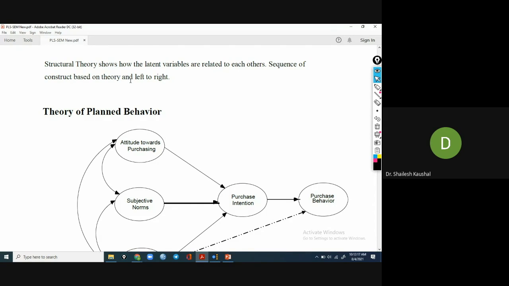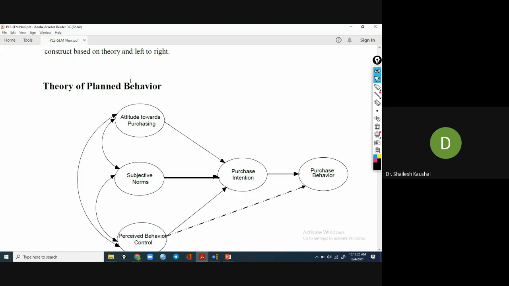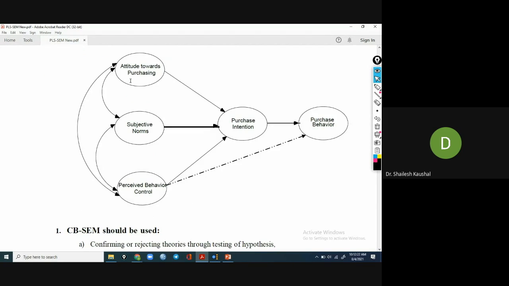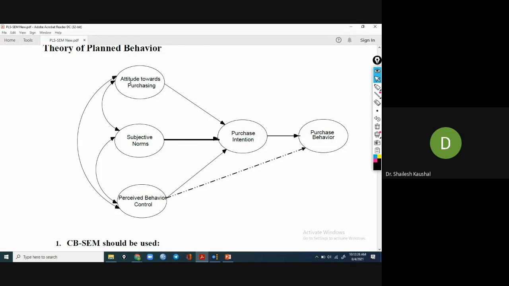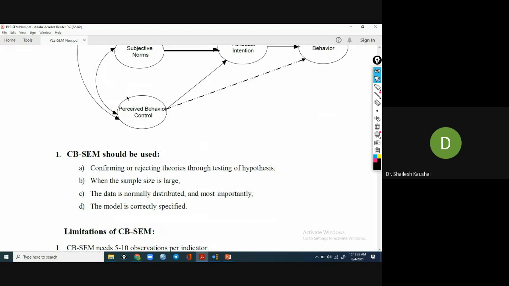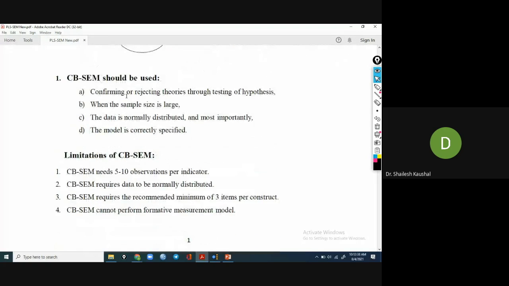Sequence of construct based on theory and left to right. Okay, this is a theory of plant behavior. Yesterday, I performed this theory of plant behavior in CBSEM AMOS software. So there are 5 constructs, and the CBSEM should be used.